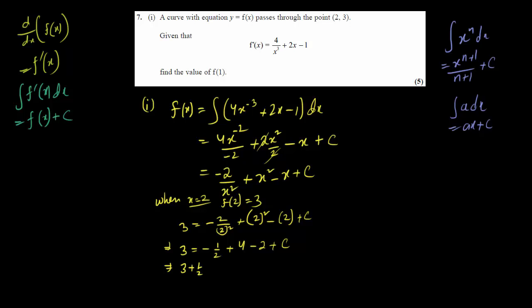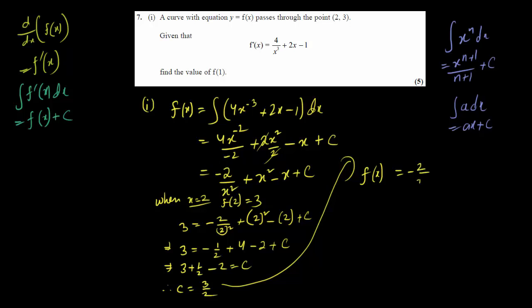That turns out to be 3 plus half, and 4 minus 2 is 2. If we send the 2 to the other side, it will be 3 plus half minus 2 equals c. Therefore c equals 3 minus 2 is 1, 1 plus half is 3 by 2. So c equals 3 by 2. That means we can write f(x) equals minus 2 by x squared plus x squared minus x plus 3 by 2. This is f(x).